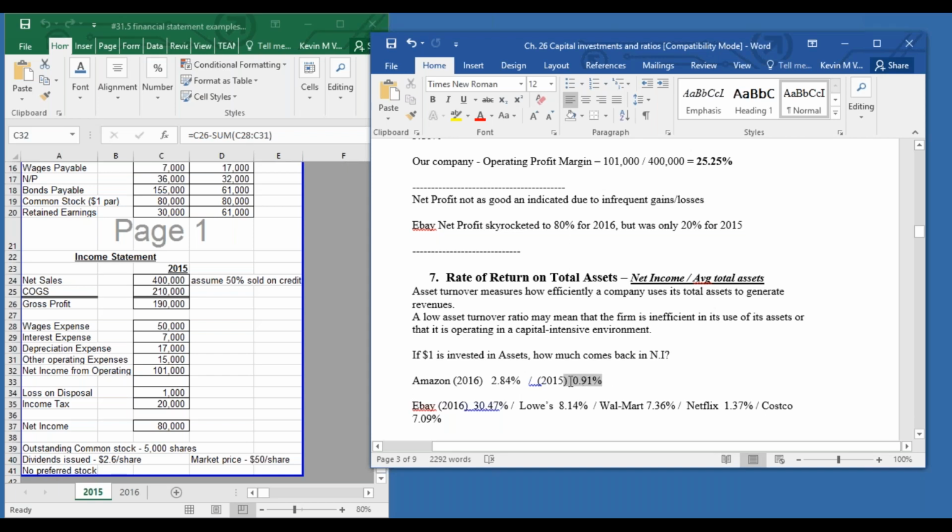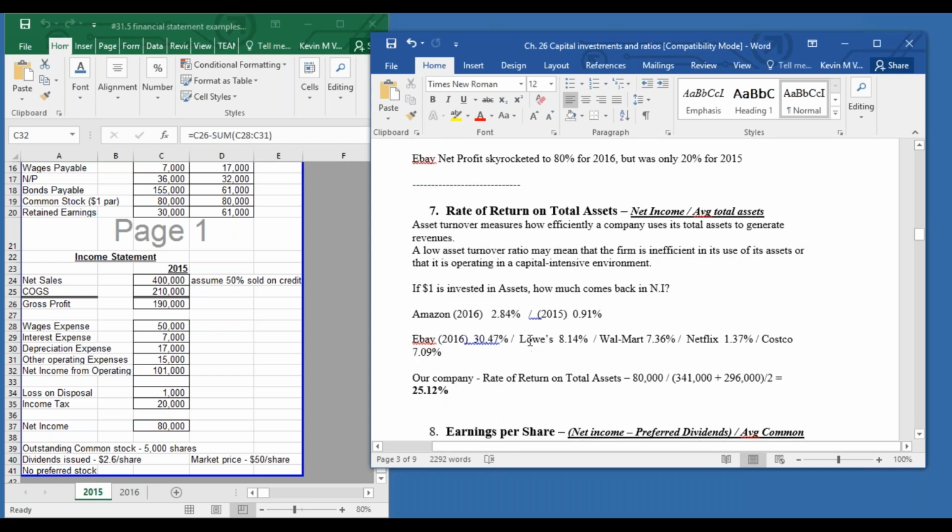As you can see, in 2015, they didn't do nearly as well. They barely made a penny for every dollar of assets they had. Whereas these other companies are right around the 7 to 10% range, except Netflix is on the low end. They do have a lot of assets. They now own a lot of production sets, because they make their own videos now, movies and shows. So theirs will continue to build, but right now they have a whole bunch of assets to take care of.